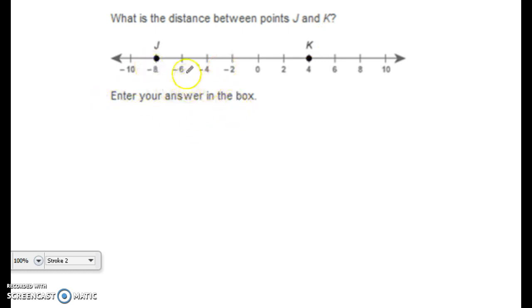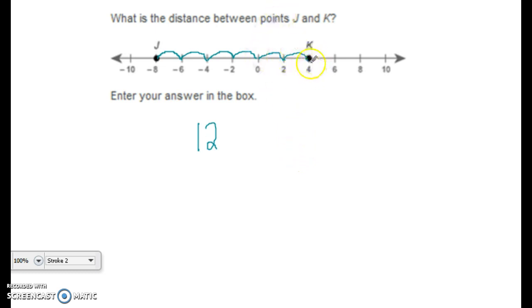What is the distance between points J and K? Enter your answer in the box. So, since we have it on a number line, we can just count. And notice each of these units is 2, right? Each of these units is 2. So we can just count 2, 4, 6, 8, 10, 12. So we know the distance between J and K is 12 units.